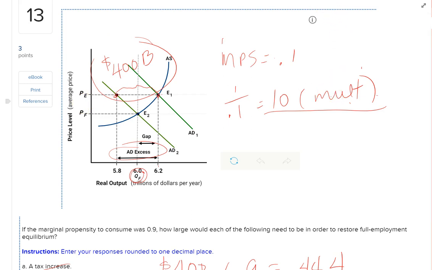Hello macroeconomics students. This week we're looking at Chapter 11 homework dealing with fiscal policy, changes in government spending and taxes in order to affect changes in aggregate demand.